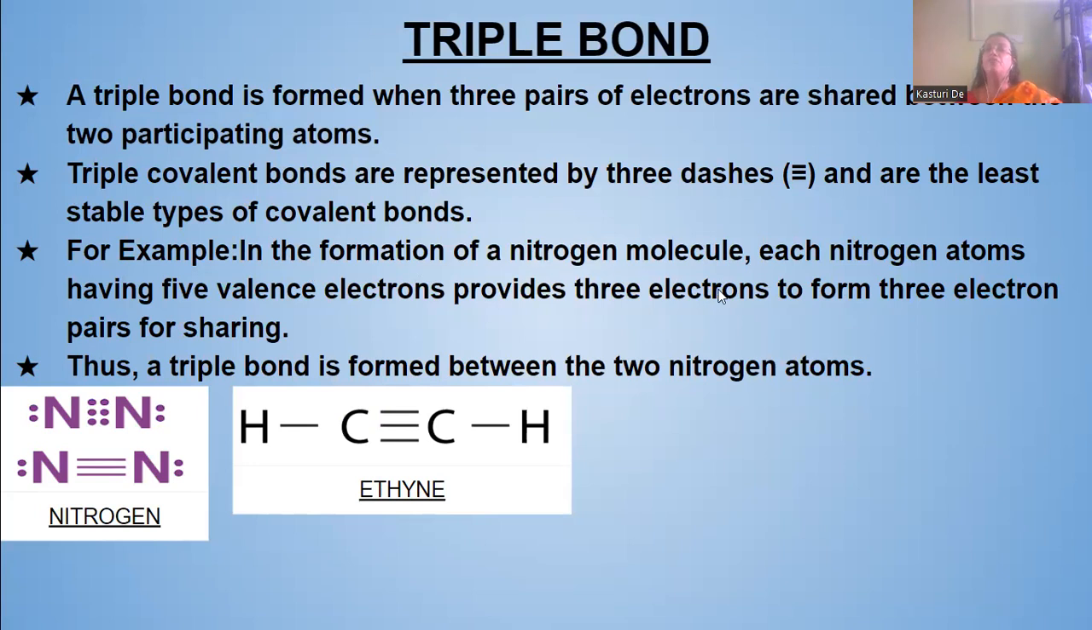For example, in the formation of a nitrogen molecule, each nitrogen atom, having 5 valence electrons, provides 3 electrons to form 3 electron pairs for sharing. Thus, a triple bond is formed between 2 nitrogen atoms.